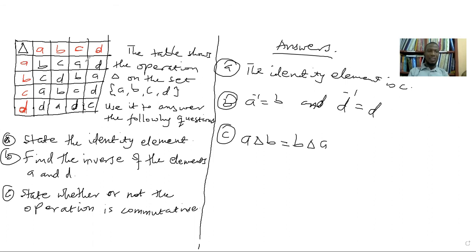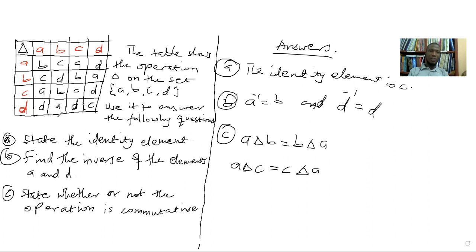A delta C gives us A. Now let's take C delta A. C delta A also gives us A. So that means A delta C is equal to C delta A. Let's take another one just to confirm. So let's take D delta B. D delta B gives us A.